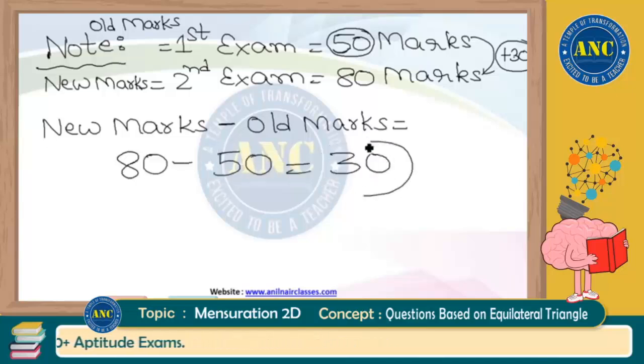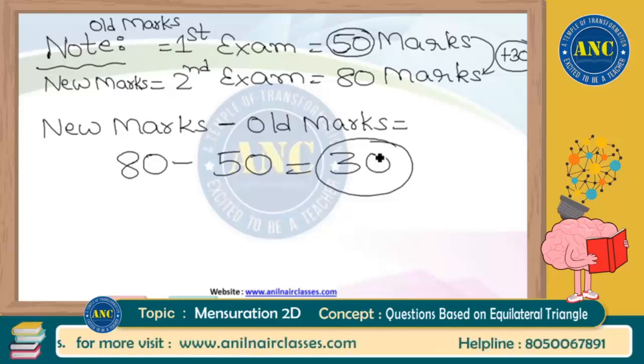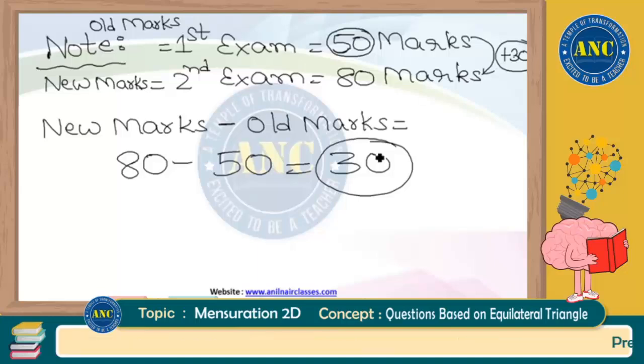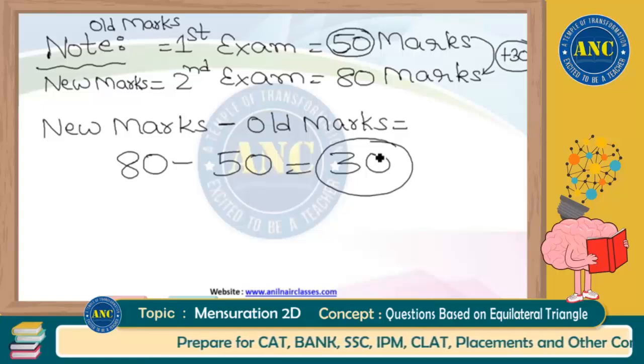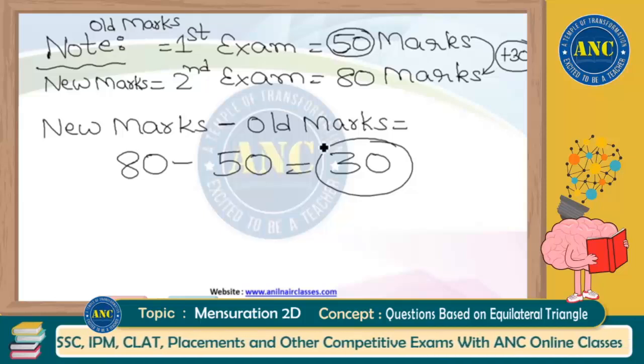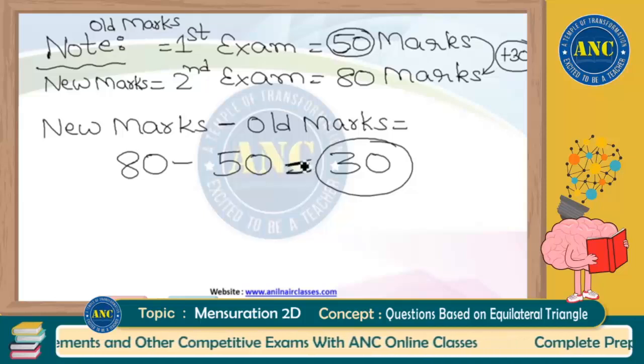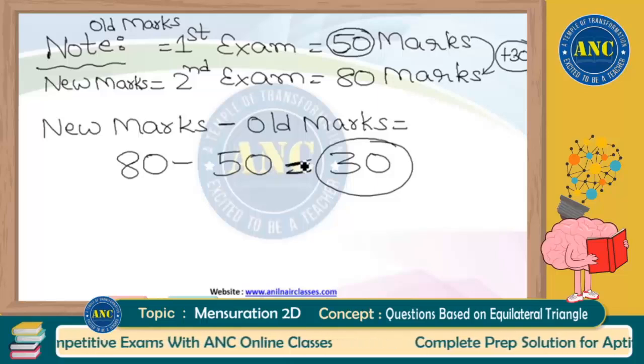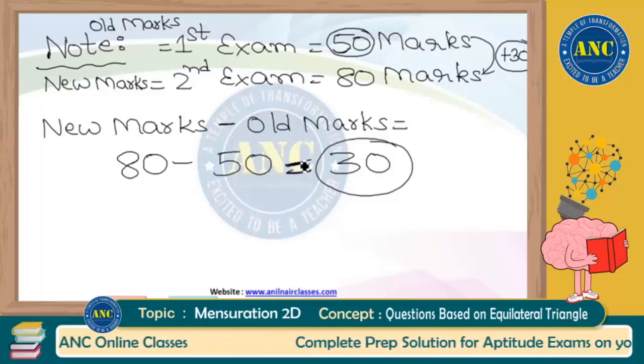That 30 is nothing but how much increase has happened from the original value of 50. From my old value of 50, I am making an increase of 30 so that it becomes a new value of 50 plus 30, 80. Or in simple language, how much ever value is being increased is given by new marks minus the old marks. Or in simple language, it is the difference between the marks in both the attempts.